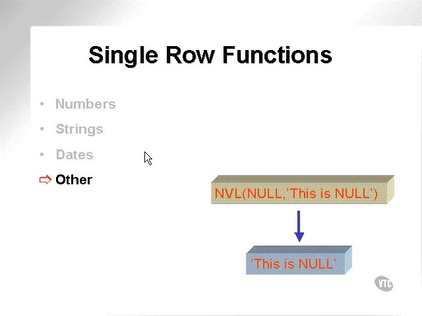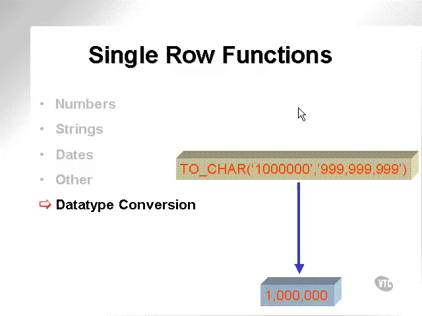Other functions. There are other or miscellaneous functions, many of them, which do not necessarily do anything with numbers, strings or dates, not specifically or explicitly anyway. Here we have an example called NVL. NVL simply replaces null values with the specified value, which can be numeric or a string. Data type conversion functions. Once again, the same function, converting the number 1 million to a character string, passing it through a comma delimited format, gives me the number 1 million delimited by commas.